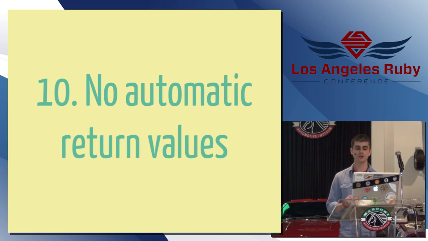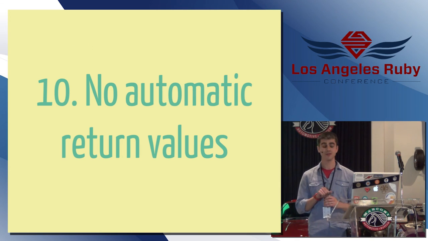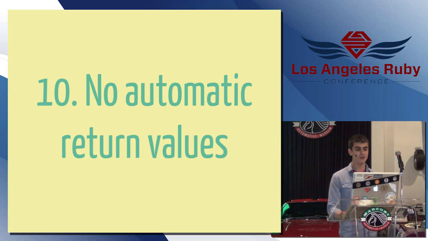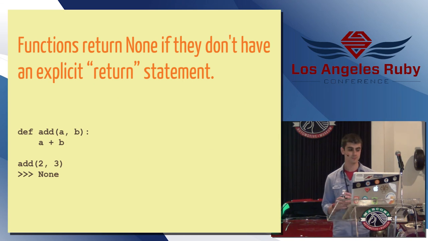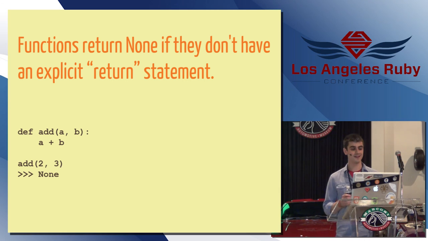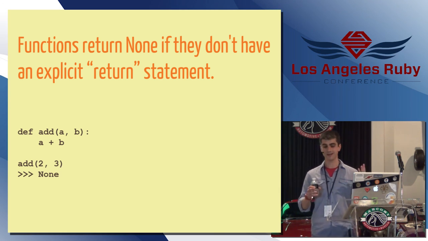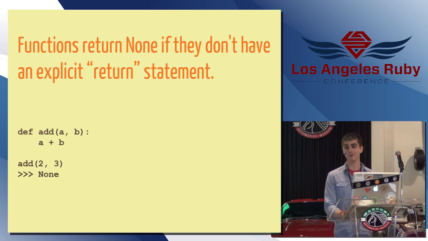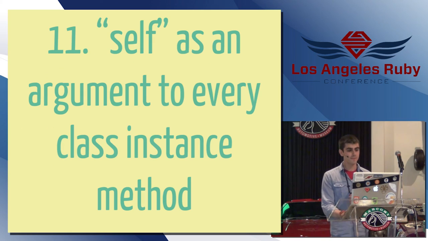There's no automatic return values in Python. Again, I like this feature in Ruby. I'm sad it's not here, but functions will return None if they don't have an explicit return statement. So if I'm writing some Python and I just wrote some Ruby the day before, maybe I'm still in that mindset, I'll do something like this, and I won't put an explicit return statement, and I'll get None, and I'll kind of be confused. But maybe I wouldn't if I only wrote Python.